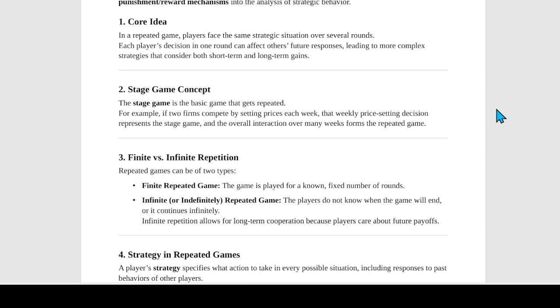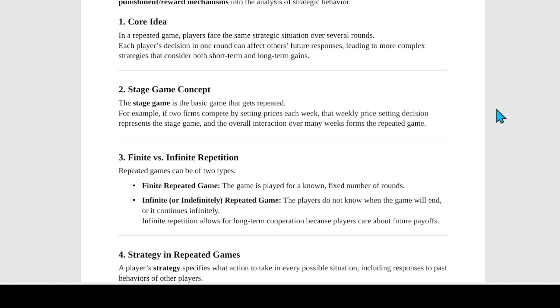Okay, now, what is a stage game? The concept of a stage game is that a stage game is a basic game, ठीक है, जो हर राउंड में रिपीट होता है, ठीक है. So, for example, एक firm है, it's deciding prices every week, ठीक है. तो जो हर वीक होगा जहाँ पे prices decide हो रहे हैं, वो वीक को stage game कहा जाएगा.